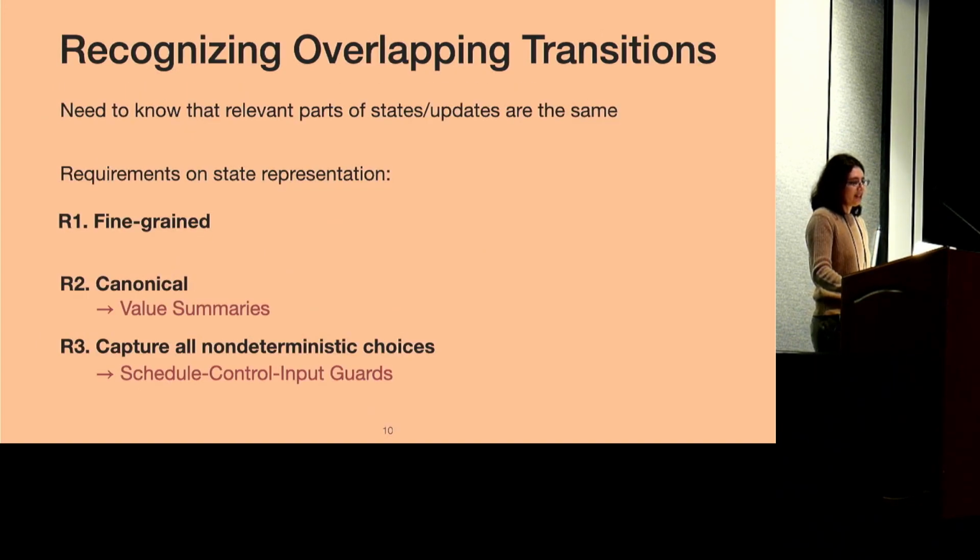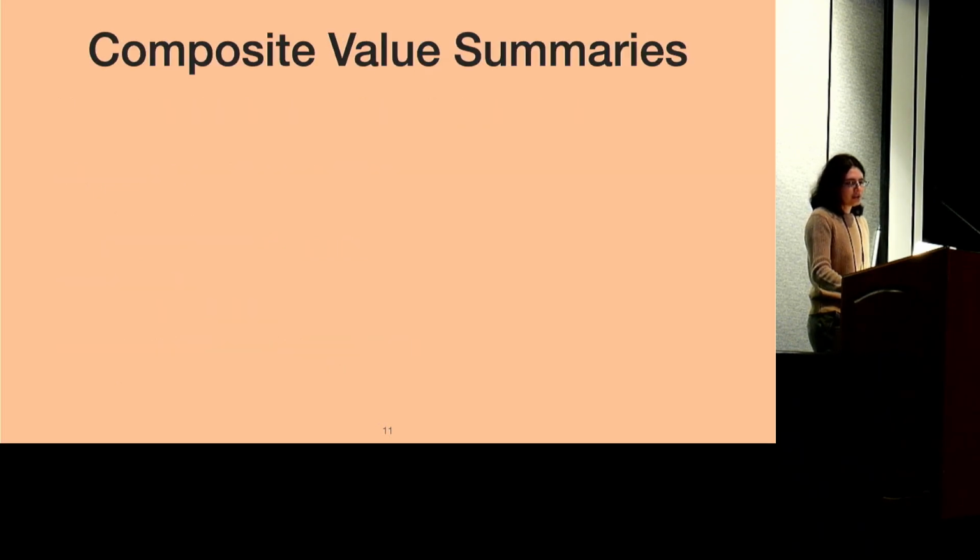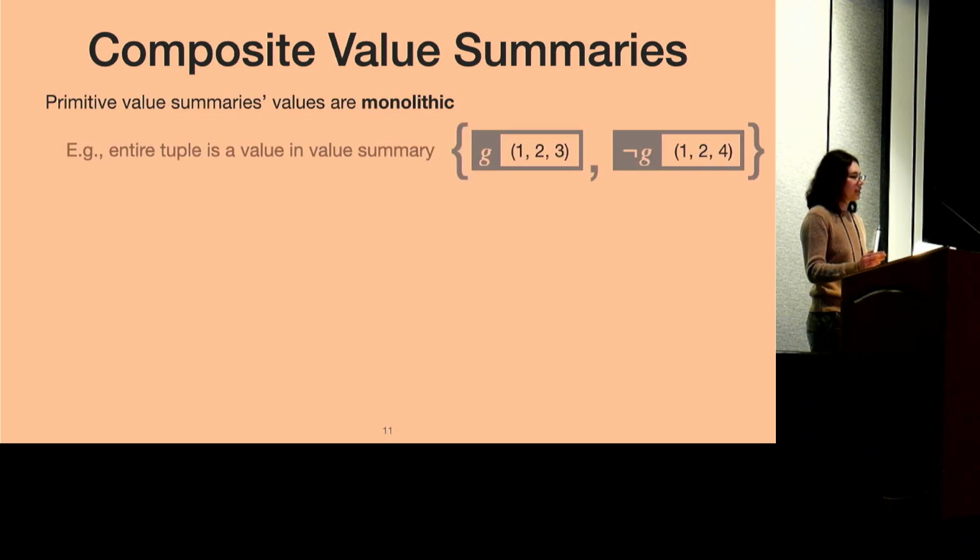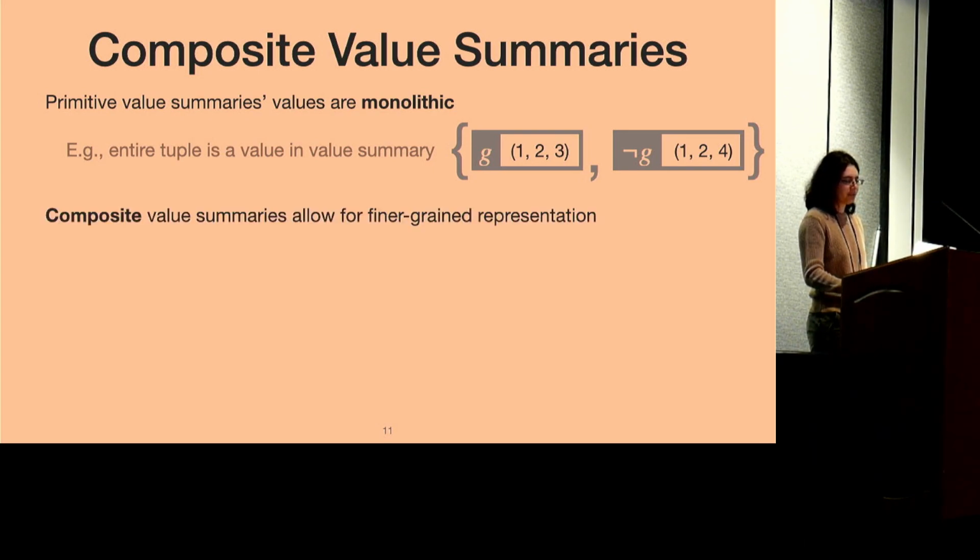So now let's talk about how we get a fine-grained state representation. To do this, we propose using composite value summaries. Primitive value summary value components are monolithic. If we consider a tuple, for example, and its primitive value summary, we can see that the value components of the guarded values are themselves entire tuples. If we use composite value summaries instead, we can get a finer-grained representation.